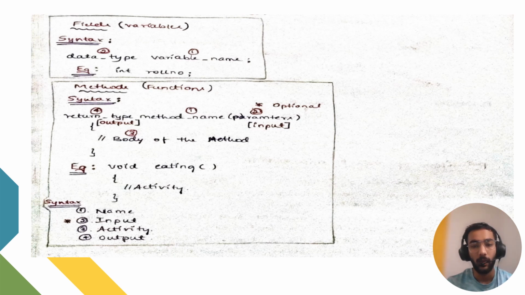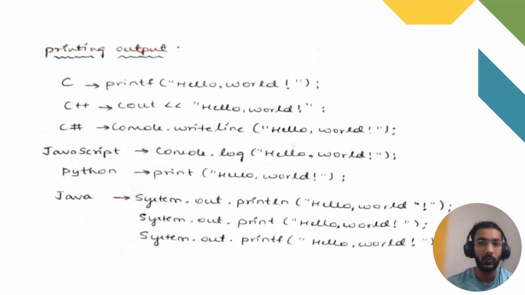Example: void eating. I made a function void eating. Then there is an activity, what type of activity we will do in eating, contained in the body part. The syntax will be first the method name, then input, which is optional, you can write it or not, your choice. Third is the activity, my body part. The fourth is output. In further classes, we will go into detail and also make many functions, or many has and does parts. Now just understand that this type of function, this type of syntax, is there.